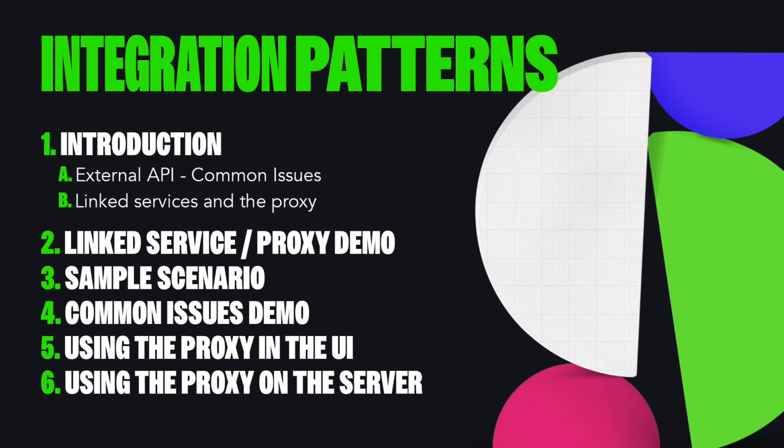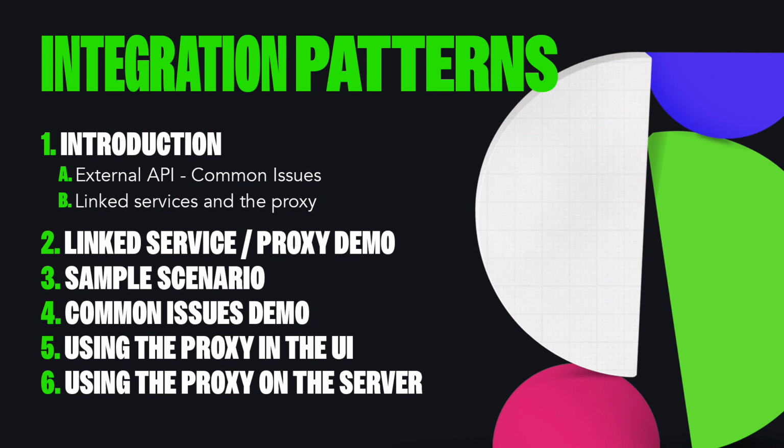Then in the future parts 2, 3, 4, 5 and 6, we're actually going to look at some demos of how the link service system and Proxy works. We're going to set a scenario up with a custom API that we've created that's got some security on it and see how some of those common issues play out, and then we'll actually use the link services and Proxy system in the UI in a custom widget and on the server in a custom workflow step, just to show how it gets rid of those common issues that you might face.